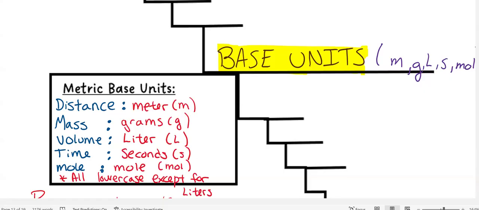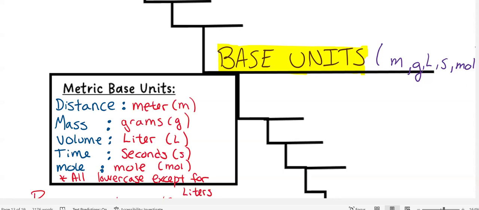When we do conversions for metric units, everything is based on a power of 10 related to the base units. Our base units here that we will need to be converting with. First, we have distance, which is meter, lowercase m. We have mass, which is gram, lowercase g. Volume, liter, capital L. Time, second, lowercase s.